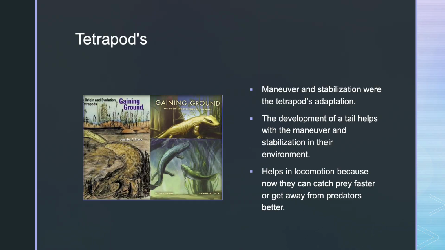Tetrapods' adaptation was that they developed tails. This adaptation gave them better maneuvering around their environment and better stabilization of their movements. Now they can catch prey faster and also avoid being eaten by predators.